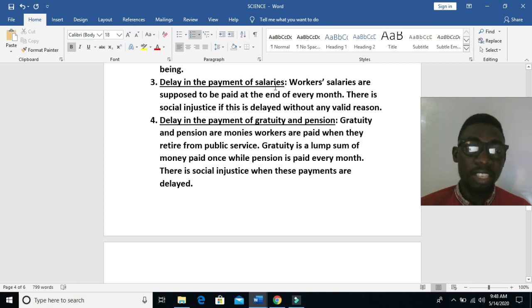Let's consider number three, delay in the payment of salaries. Now, worker salaries are supposed to be paid at the end of every month. There is social injustice if this is delayed without any valid reason. Salary is what someone earns at the end of the month after working. So when the salary is not paid when due without any good explanation, it is a form of social injustice because such person is being cheated. The person has worked, is supposed to be paid, but the salary is not coming, and there is no genuine reason why.